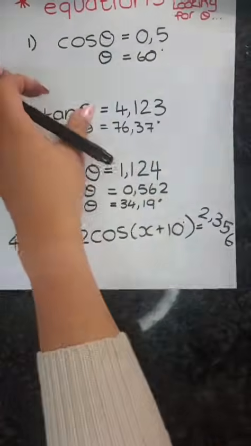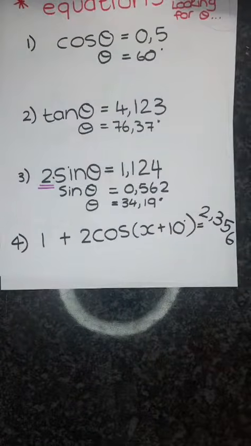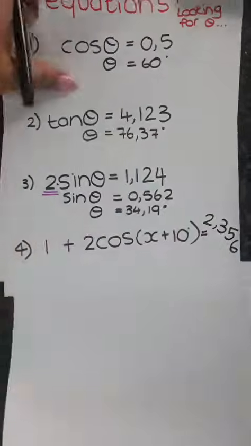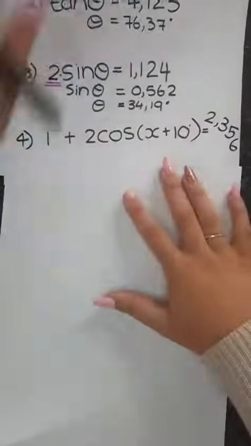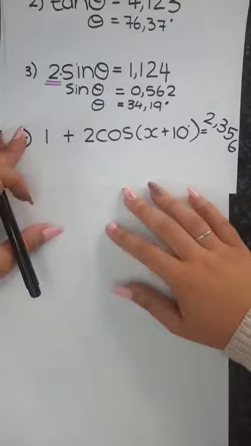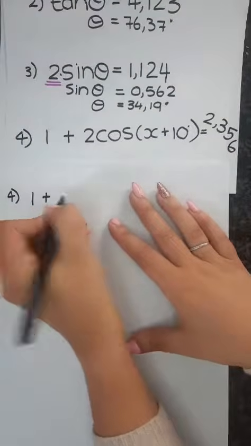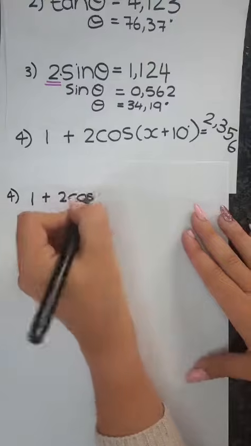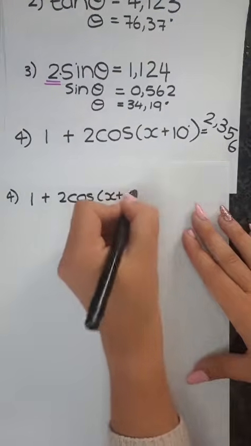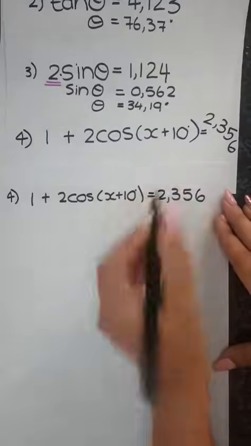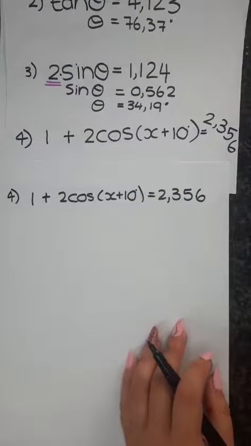Ooh, this last one. You can see I squished it on this page. So funny. But I will extend the page and do it properly. Let me write it. So this is number 4: 1 plus 2 cos x plus 10 equals 2.356. Now, grade 10s, how on earth do I do this?